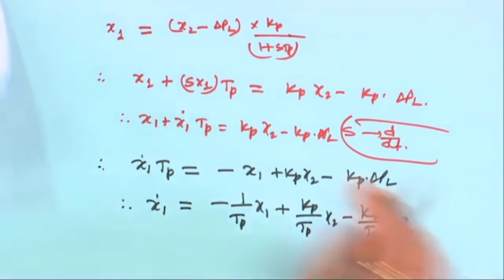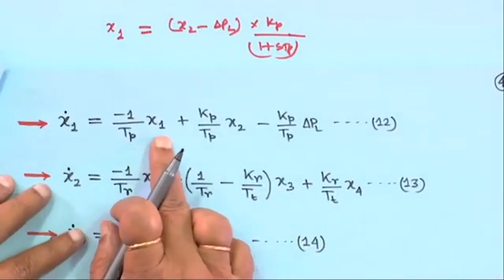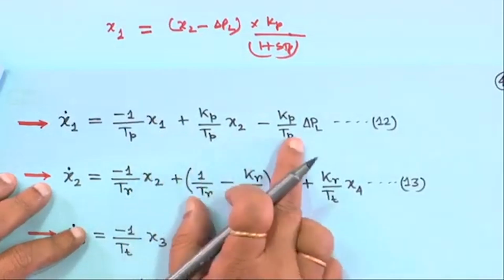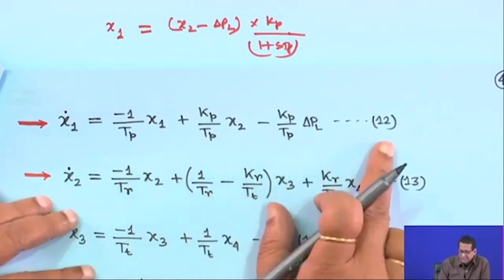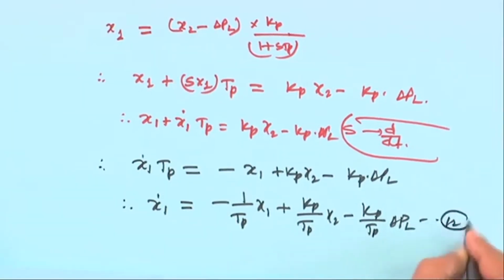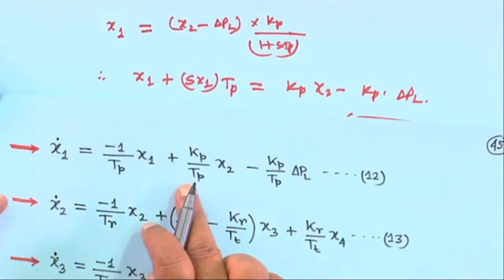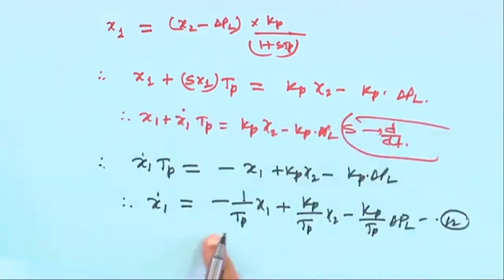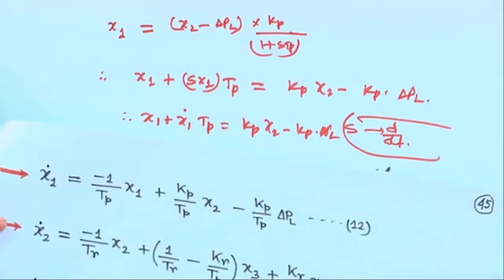This is what I have written here, equation 12: minus 1 upon Tp x1 plus Kp upon Tp x2 minus Kp upon Tp delta PL. I have written this directly here instead of writing so many steps, but here I showed you how x1 dot is obtained. Next, we will write the other equations.